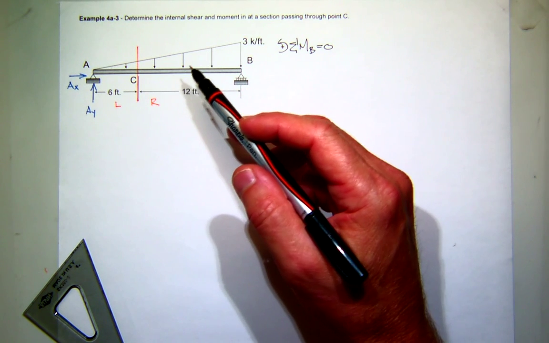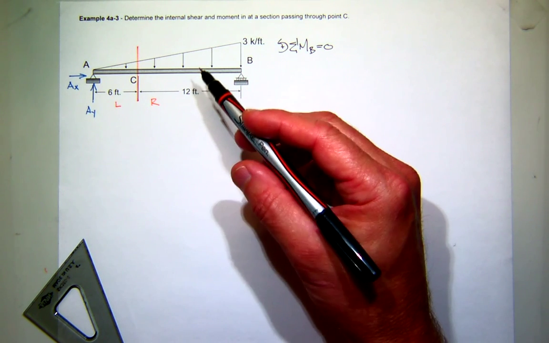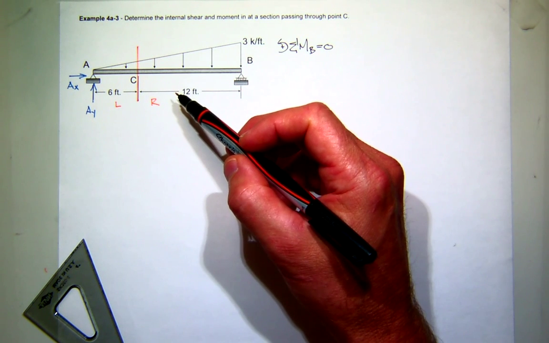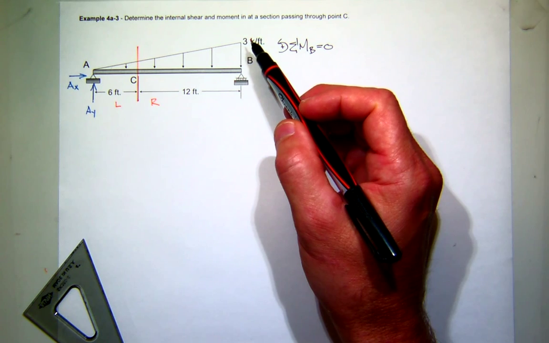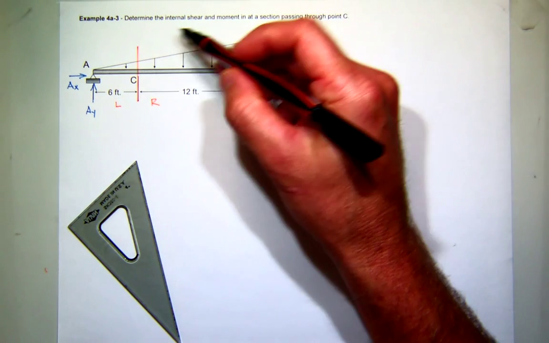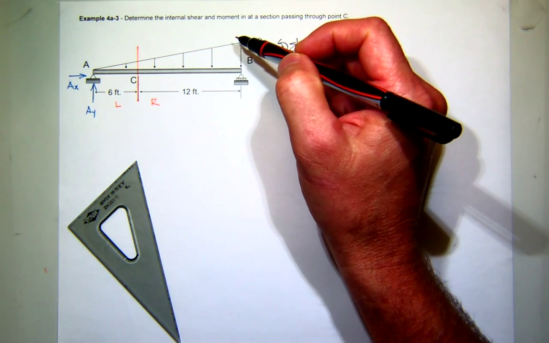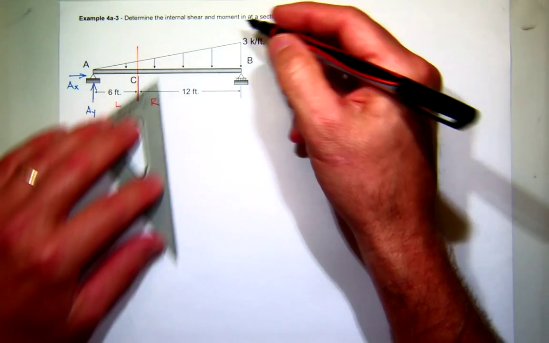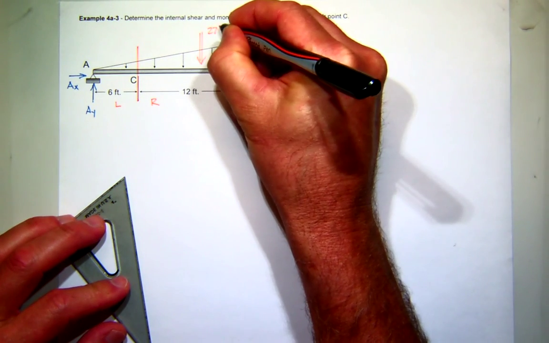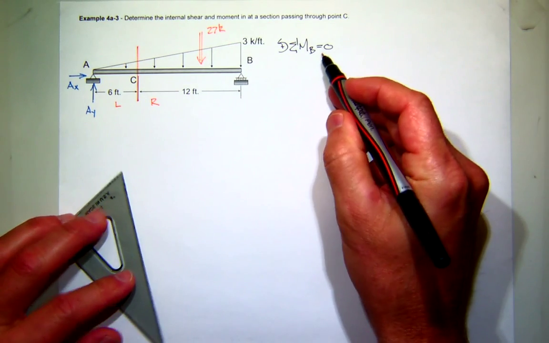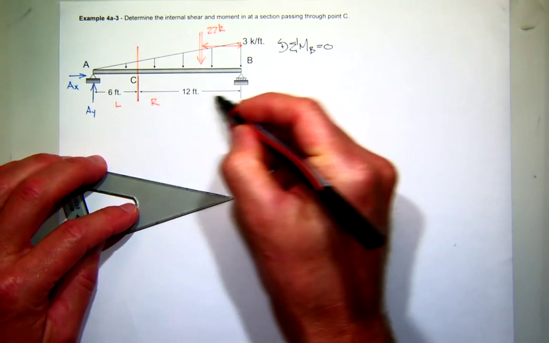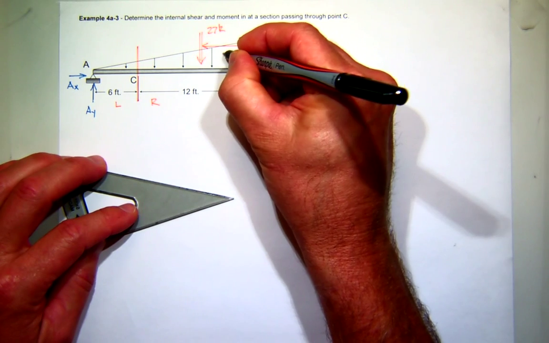And fortunately for us, that's a triangle, and most of you remember the area of a triangle is 1/2 base times height. So it'll be 1/2 the base, which is 18, times the height, 3. I believe that's 27. Now, where's the centroid of a triangle? 1/3 from the big end, right? So there's my 27 kip force. I'm also summing moments about B, so the distance from B to that will be 1/3 of 18, which is 6 feet.